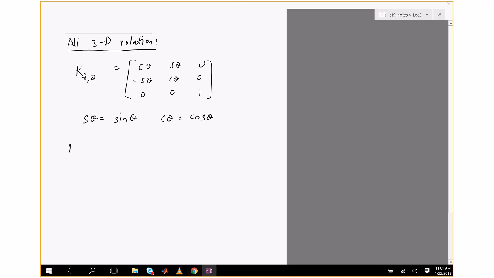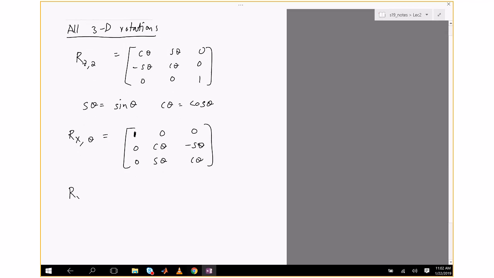Okay. Similarly, I can write rotation about the x-axis. When you have rotation about the x-axis, there will be a 1 for the first row, first column. 0, 0, 0. Cosine theta, minus sine theta. 0, sine theta, cosine theta. And then rotation about the y-axis. So that would be c theta, 0, s theta; 0, 1, 0; minus s theta, 0, c theta.